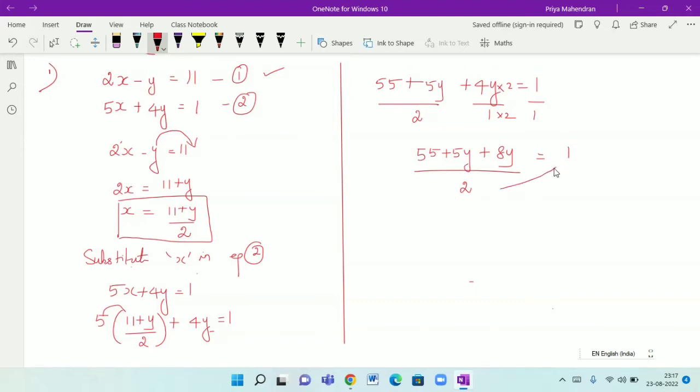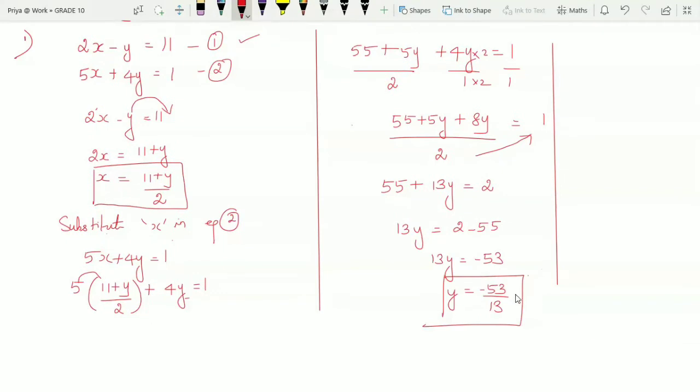So now take this 2 to the other side. You will get 55 plus 13y is equal to 2. 13y is equal to 2 minus 55. y is equal to minus 53 by 13.